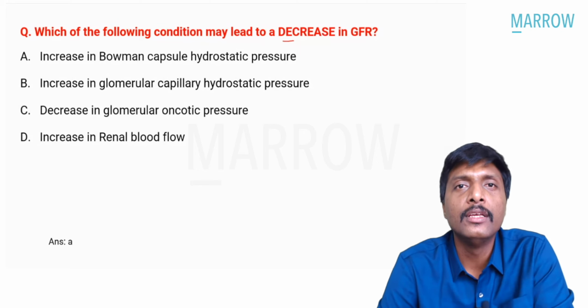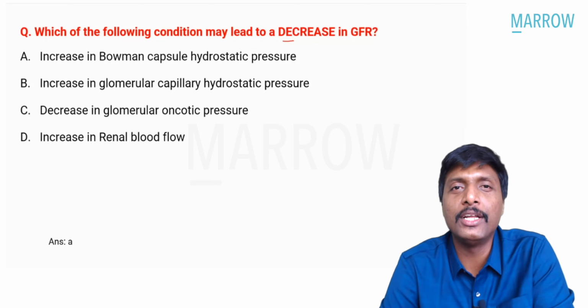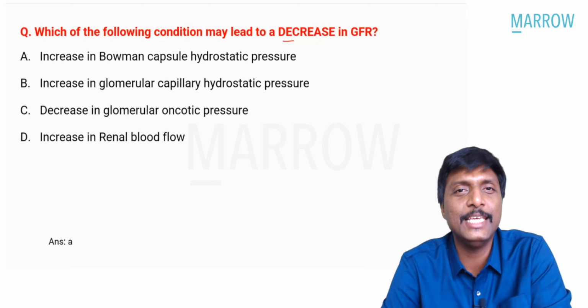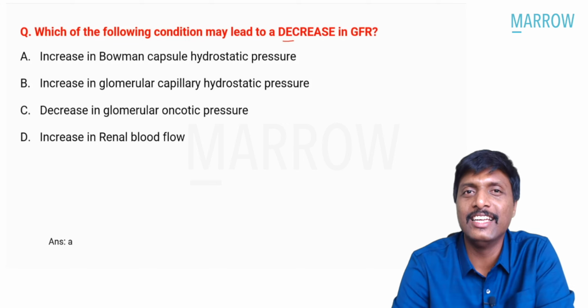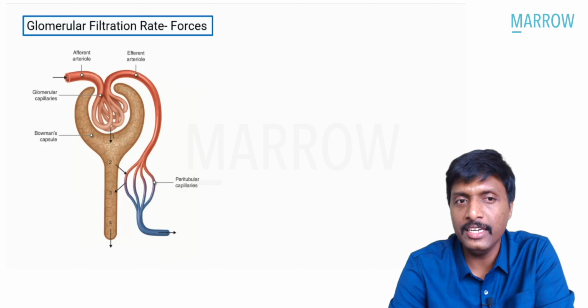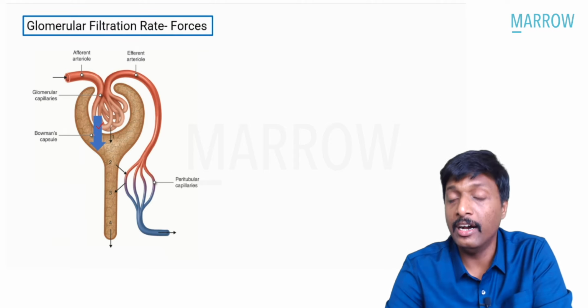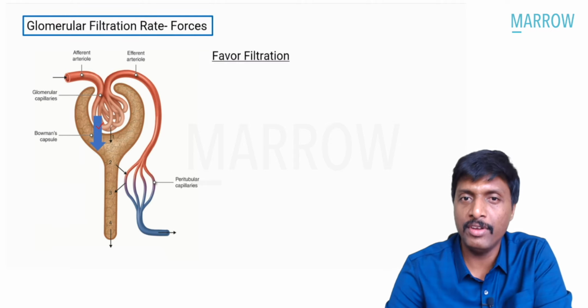Why? Not told by me, it was told long ago by Newton. What is Newton's third law? For every action, there is equal and opposite reaction. So what is the action? The action is our filtration. We are able to see into this blue color arrow. Fluid is getting filtered. A major Starling force that favors filtration.